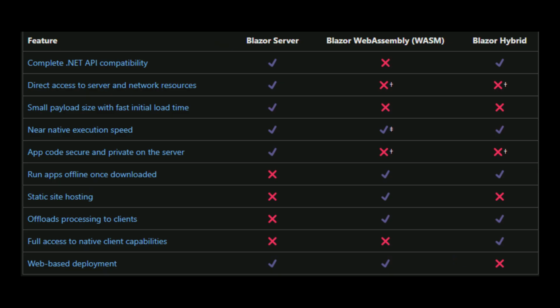As you can see, for Blazor Server, there's complete API compatibility to .NET. There's direct access to server and network resources. It's got a smaller payload size with a fast initial load time. There's near native execution speed, and the app code is secure and private on your server.